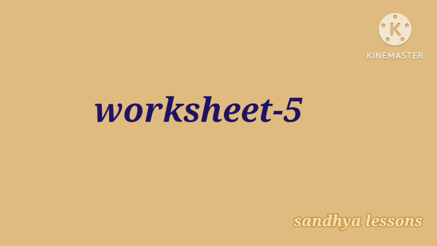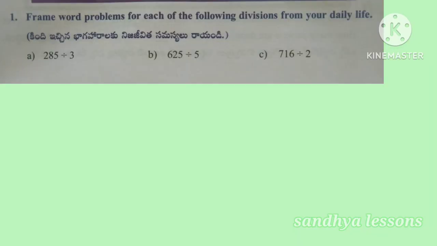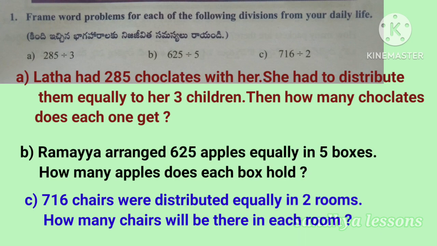Worksheet 5. First Roman. Frame word problems for each of the following divisions from your daily life. A problem. 285 divided by 3. Word problem for this given division is Lata had 285 chocolates with her. She had to distribute them equally to her 3 children. Then how many chocolates does each one get?